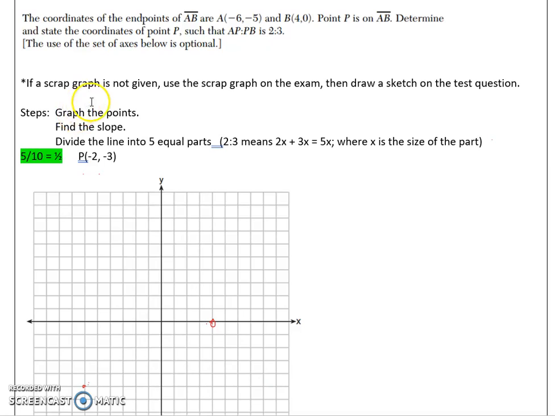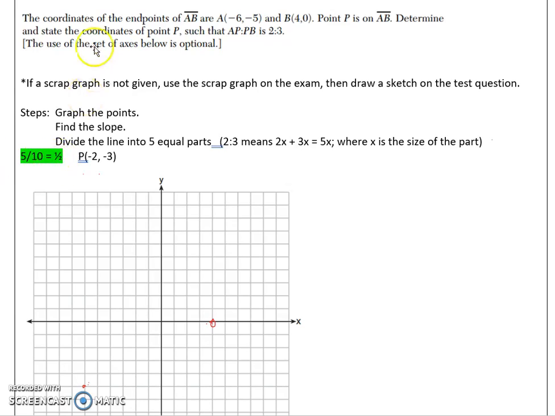So the first thing that you're going to do is you're going to graph the points. Now I'm going to be drawing with my arrow, so bear with me. It's not going to be very neat. This is A. A is -6, -5, and this is B, 4, 0. And the first thing after you graph those points is you're going to want to find the slope. You find the slope by counting rise over run. So rise 5, run 10. And the slope is 5 over 10, which simplifies to 1/2.